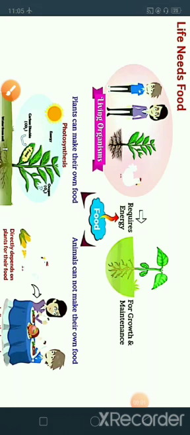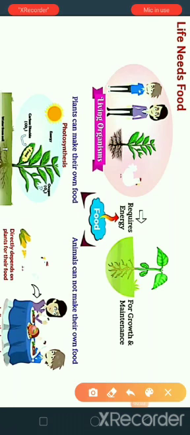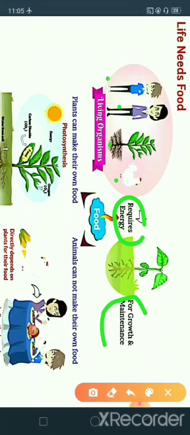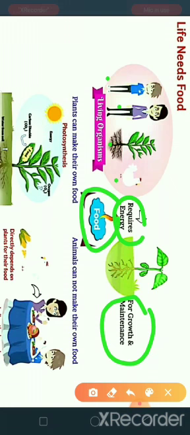Now, life needs food. You, me, plants and animals, they require energy. For what do they require energy? For growth and maintenance. So, from where do they get energy? They get energy from food. So, this energy is obtained from food.